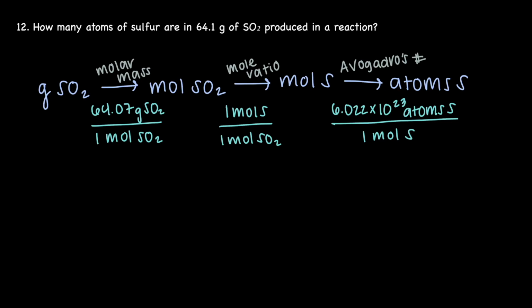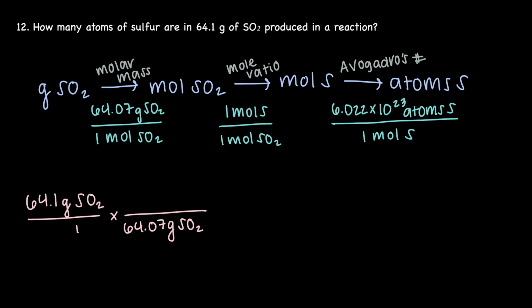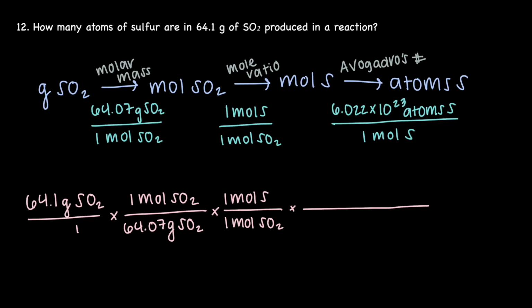Setting up all units to cancel, we start with the given value, 64.1 grams of sulfur dioxide over 1. In the next fraction, we put 64.07 grams of sulfur dioxide on the bottom and 1 mole of sulfur dioxide on the top. In the next fraction, we put 1 mole of sulfur dioxide on the bottom and 1 mole of sulfur atoms on the top. In the last fraction, we put 1 mole of sulfur atoms on the bottom and 6.022 times 10 to the 23rd atoms of sulfur on the top.